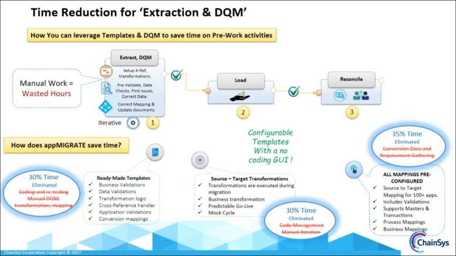And then, as I previously mentioned, all the mappings are pre-configured. The source to target is pre-configured. We have mapping for over 100 applications, and that includes validations. And it supports master and transaction data, both current and historical. It will also support process mappings and business mappings. So you can save a tremendous amount of time in the extraction and data quality management phase.